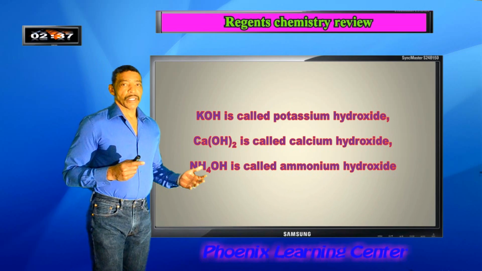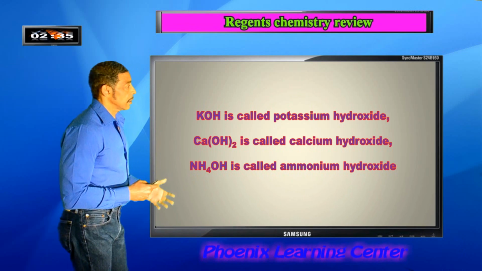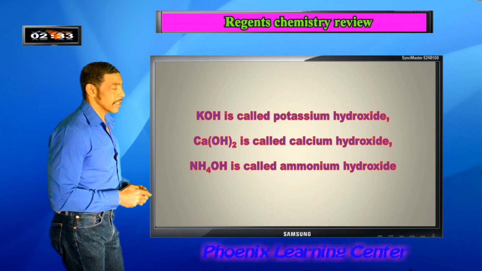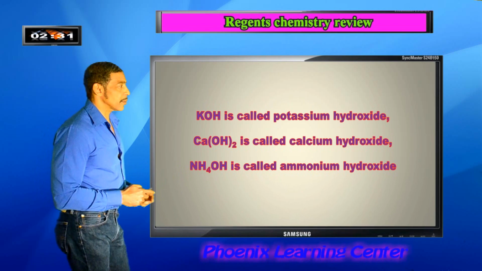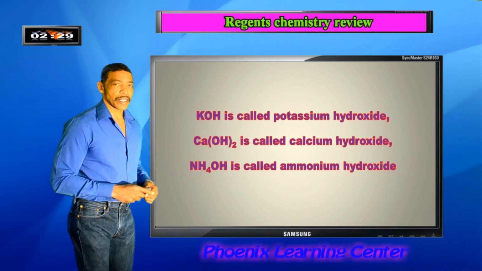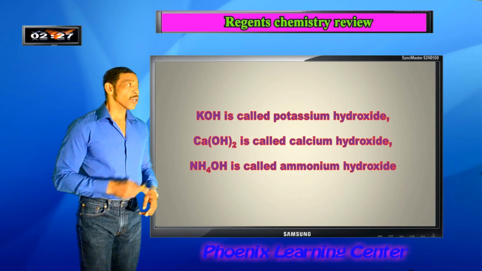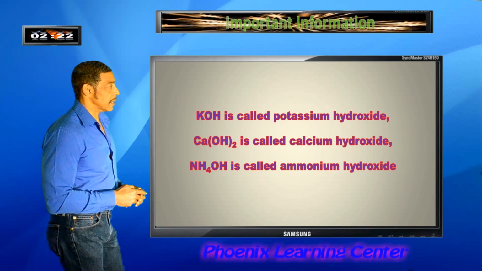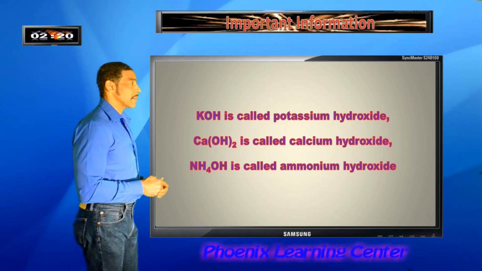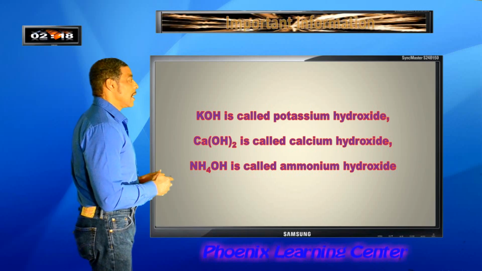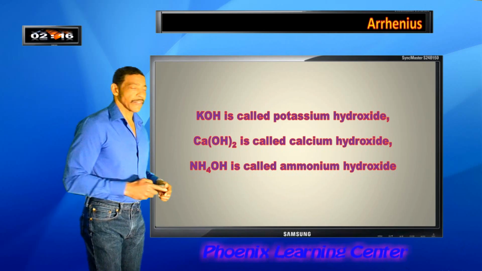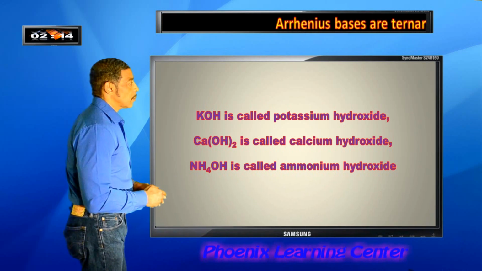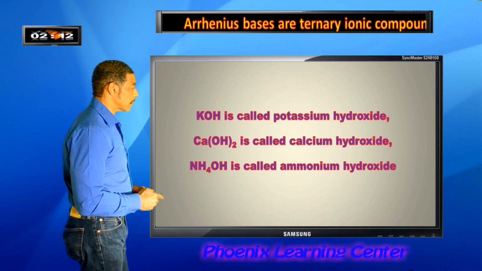Other examples of Arrhenius bases include KOH, potassium hydroxide, Ca(OH)2, calcium hydroxide, and NH4OH. This base is called ammonium hydroxide. Ammonium hydroxide does not contain a metallic ion, but it still fits the definition of an Arrhenius base since it will dissociate to produce hydroxide ions.